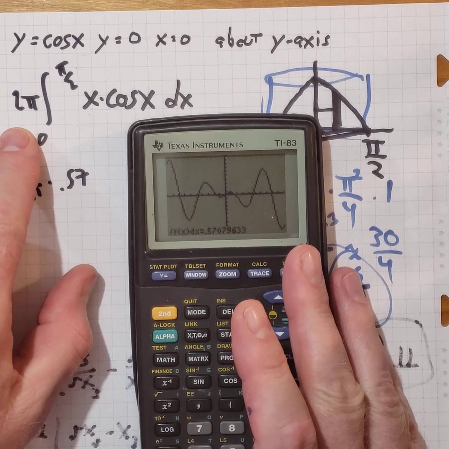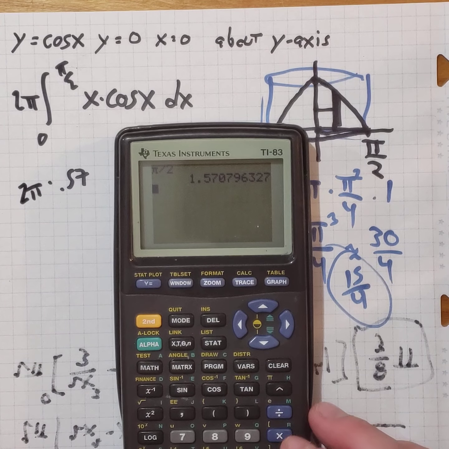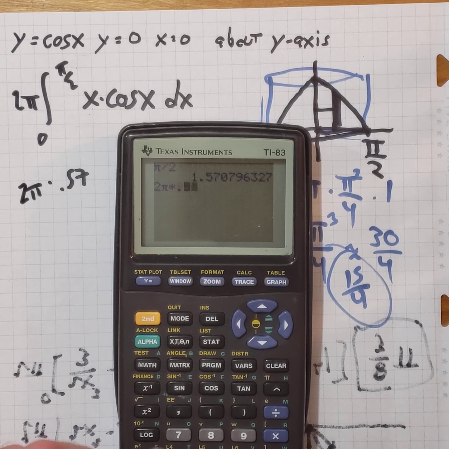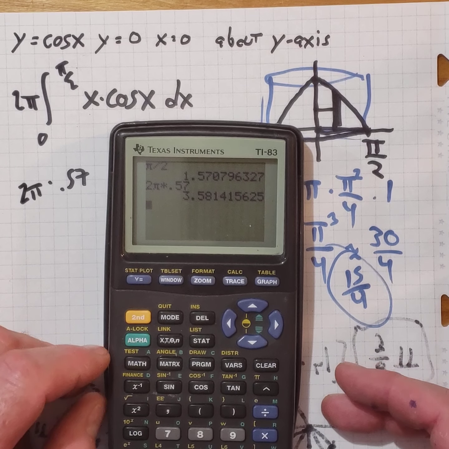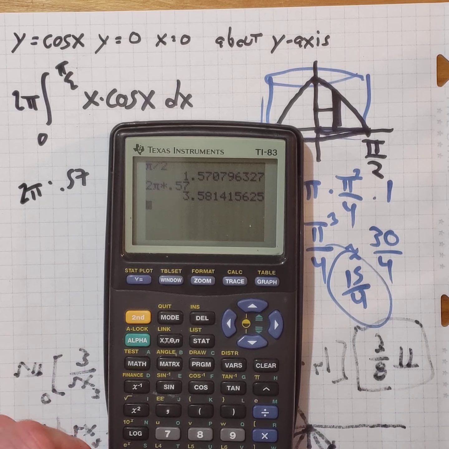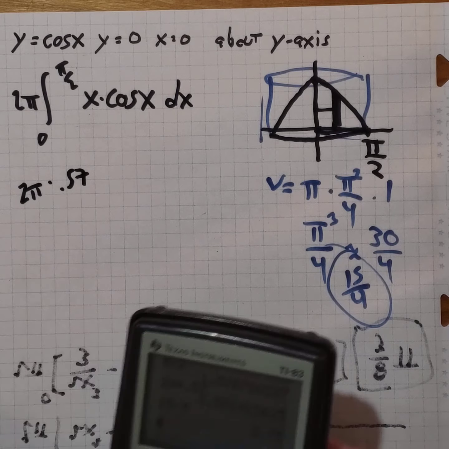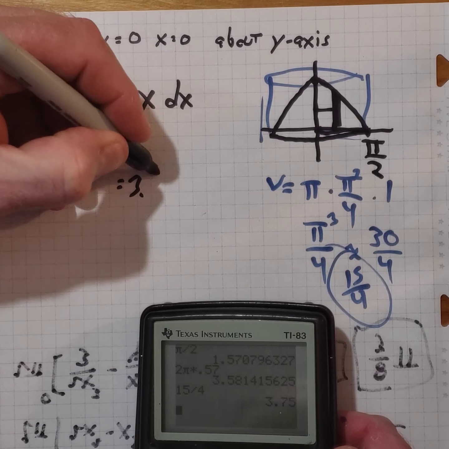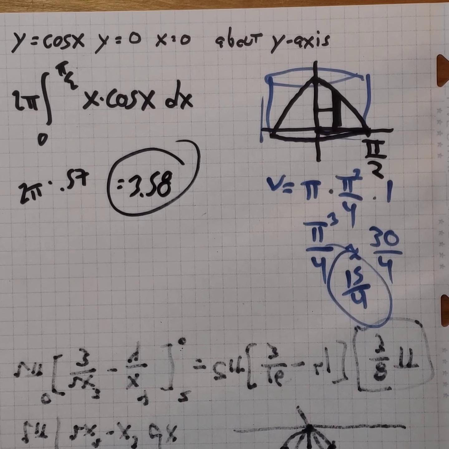Okay, we got our 2 pi from here. We just found the integral in the calculator. So if we multiply 2 times pi times 0.57, we end up with 3.5 or 3.6, give or take. And our estimate was 15 divided by 4, which was 3.75. So definitely close enough for me to be happy with that. Again, I ended up with 3.58-ish there. So that's my decimal approximation.